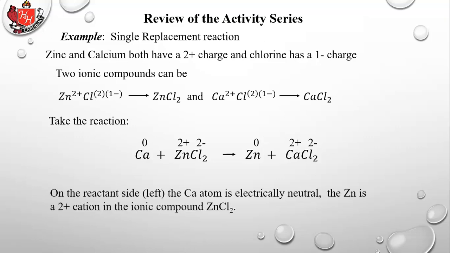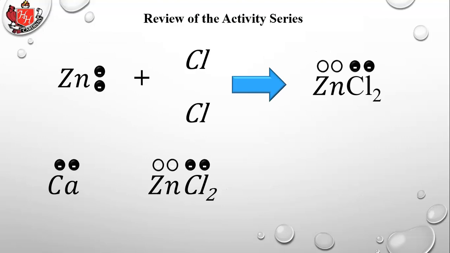On the reactant side, that's the left, the calcium atom is electrically neutral. It's just a normal calcium atom. The zinc is a 2+ cation in the ionic compound zinc chloride. Okay, so here we create the ionic bond. The zinc is going to pass 2 electrons to chloride, the chlorine atoms at this point. They have high electronegativity, much higher than zinc, so they're going to pull electrons away from zinc.